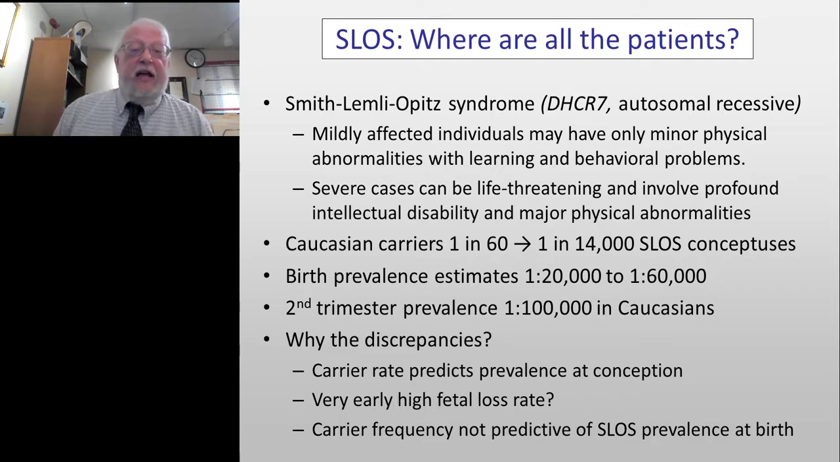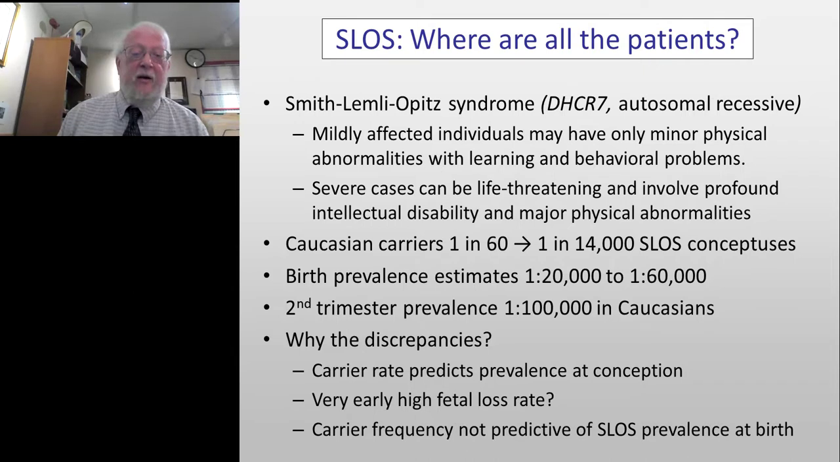The carrier frequency in Caucasians is about 1 in 60, which says there should be about 1 in 14,000 couples that have a conceptus with SLOS. But the birth prevalence is 1 in 20,000 to 1 in 60,000. And we did a study in the second trimester where we could identify most SLOS cases through the serum screening program. And we came up with, even accounting for the ones we couldn't find, it's probably only about 1 in 100,000 births. Well, why the discrepancies?